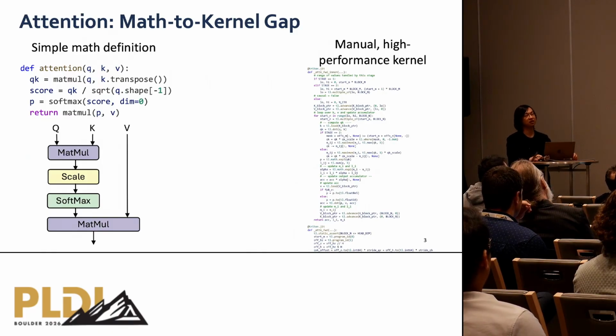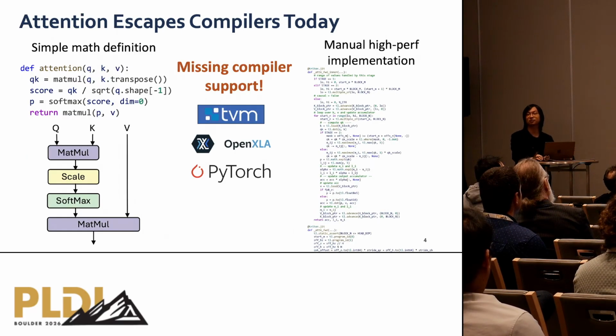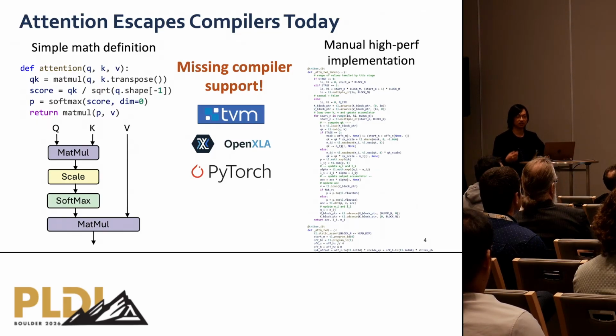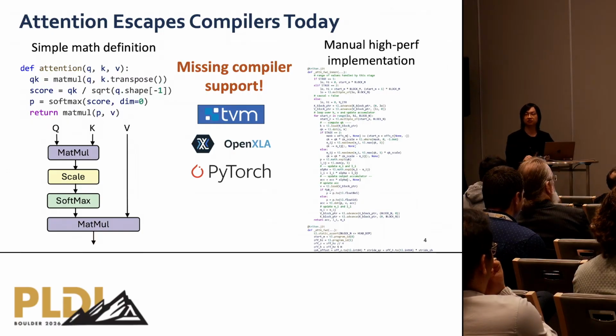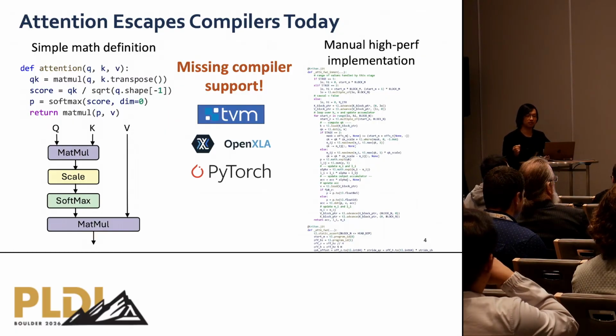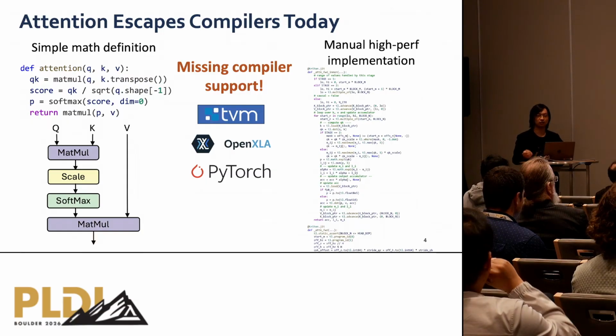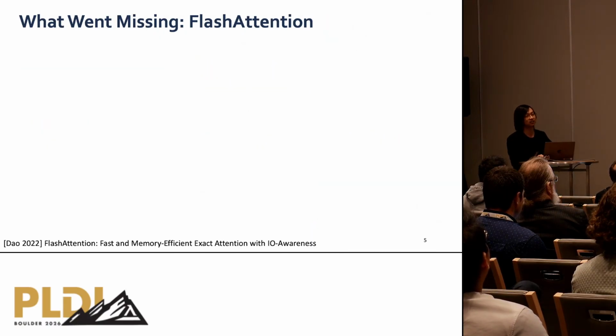So the gap between the math and the kernel you have to write today indicates that something is missing. Attention escapes compilers today. Compilers today cannot start from the simple math and produce a kernel with the performance that matches your manually implemented ones. So in the case of attention, we can actually pinpoint a main reason for that. The compilers cannot figure out an important type of optimization, and that is flash attention.